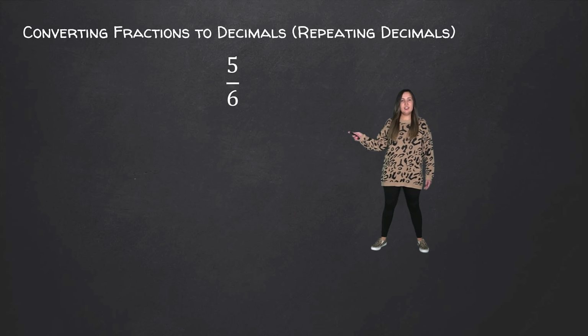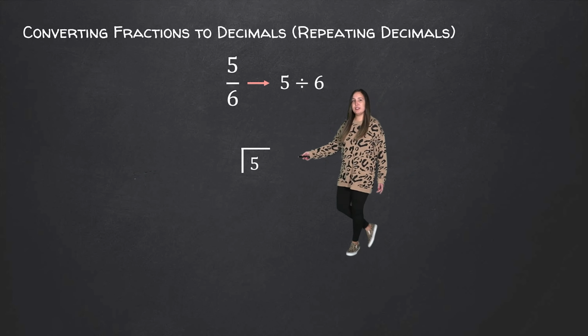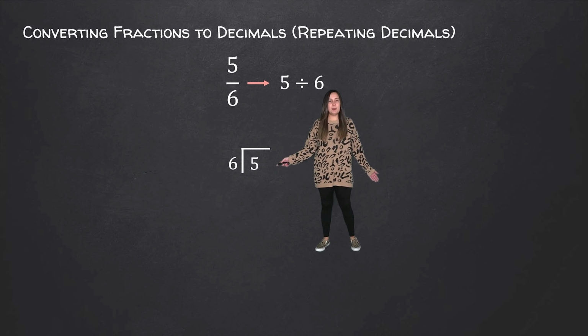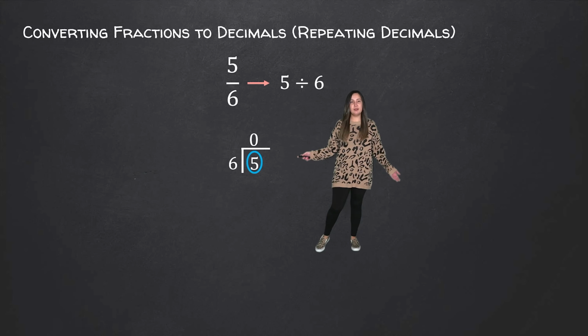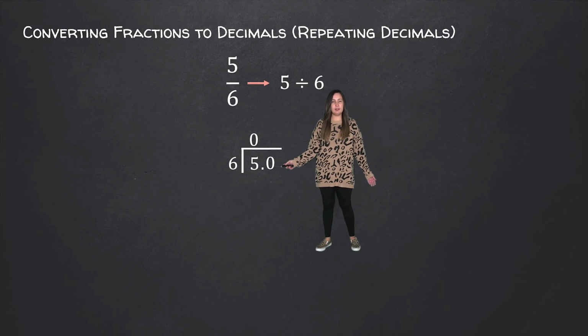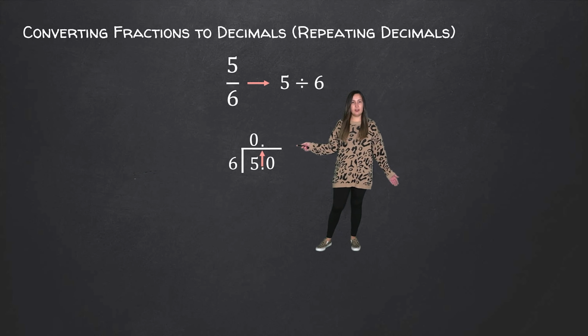All right, so here we have another example, which is 5 over 6. So we're going to go ahead and do 5 divided by 6. So 5 is our dividend and 6 is our divisor. And we ask ourselves, how many times does 6 go into 5? Well, it doesn't, so we're going to put the 0 there. Then we're going to add a decimal point and a 0 after the 5. Make sure you bring the decimal point up so we make sure we have the correct value.